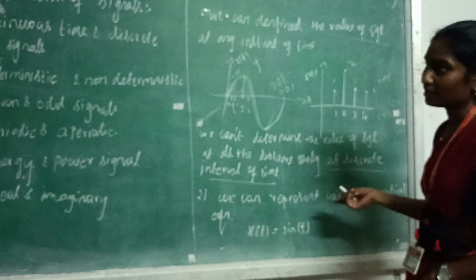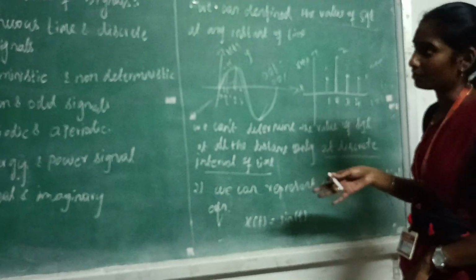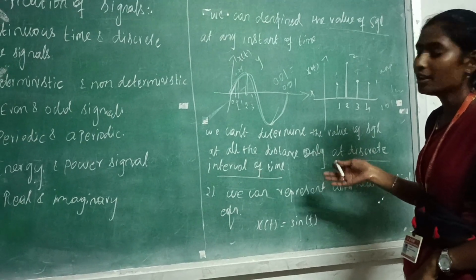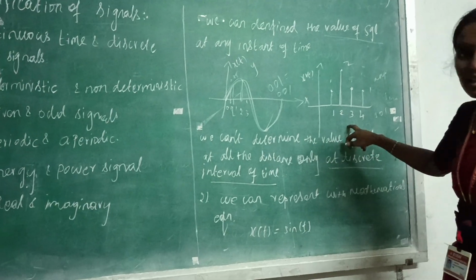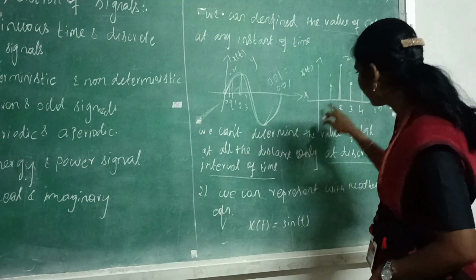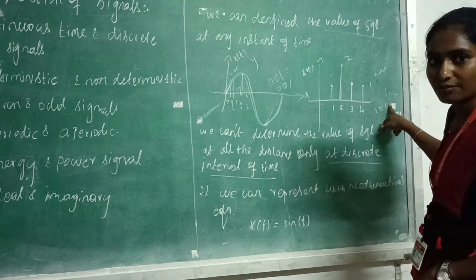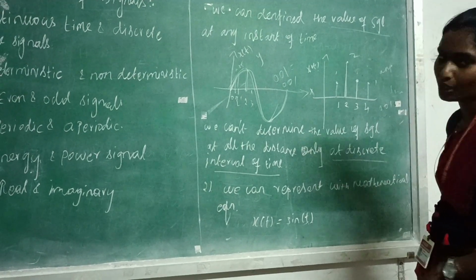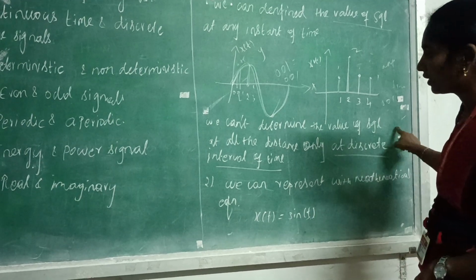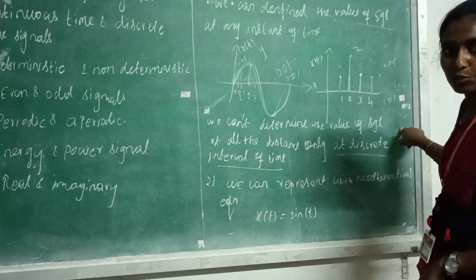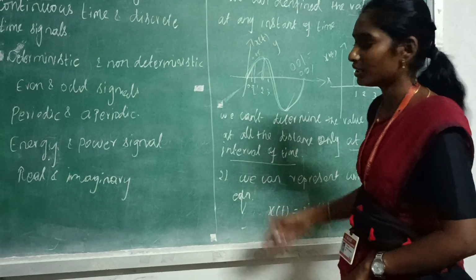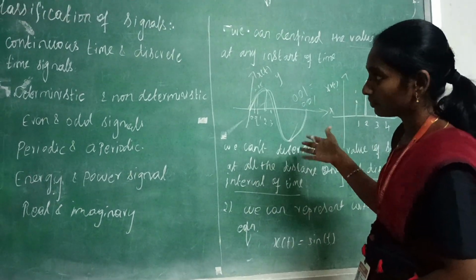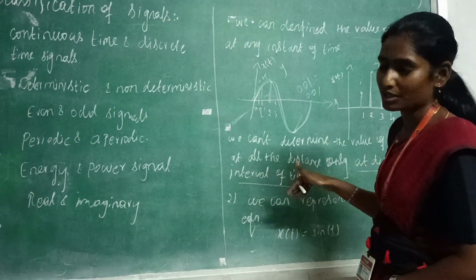So this is the relation between the continuous time signal and discrete time signal. Continuous time signal is nothing but the time will be continuous. In discrete time signal, we are using the discrete values only. Okay. So the amplitude will be continuous, the time will be constant. So we cannot find the other values, so we cannot find the amplitude value of the discrete time signal. So this is the difference between the continuous time signal and the discrete time signal.